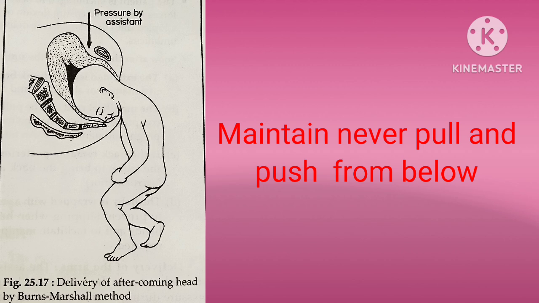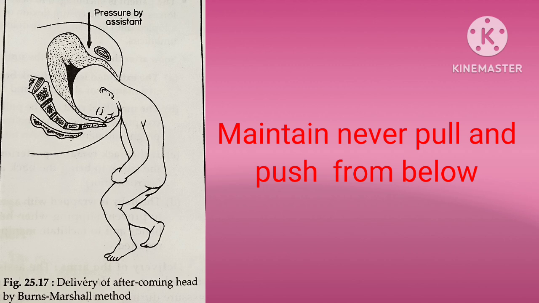So let me talk about Burns-Marshall method. Here the baby is allowed to hang by its own weight. The assistant is asked to give suprapubic pressure with the flat of hand in a downward and backward direction. The pressure is to be exerted more towards the sinciput. The aim is to promote flexion of the head so that favorable diameter is presented to the pelvic cavity. Not more than 1 to 2 minutes are required to achieve the objective.